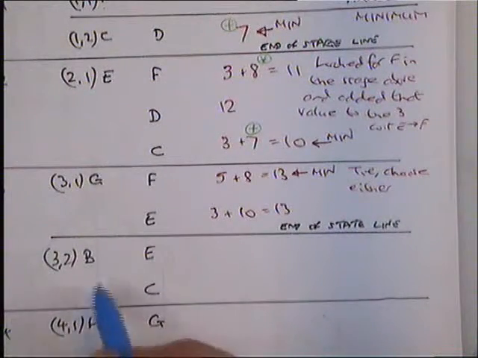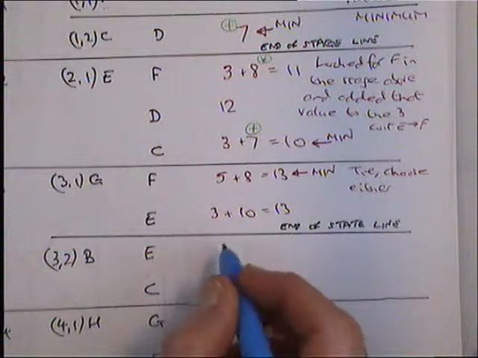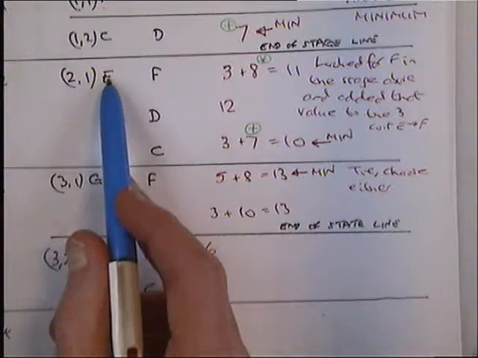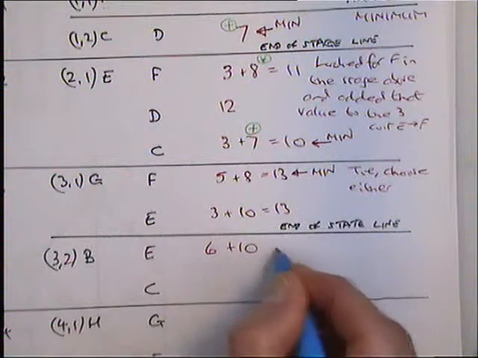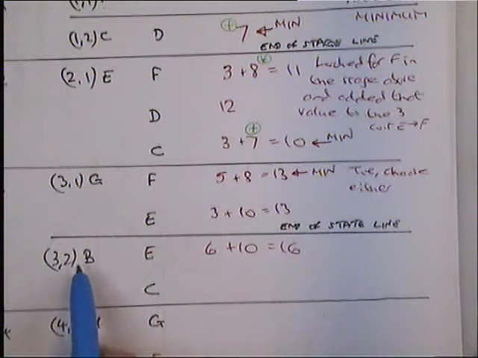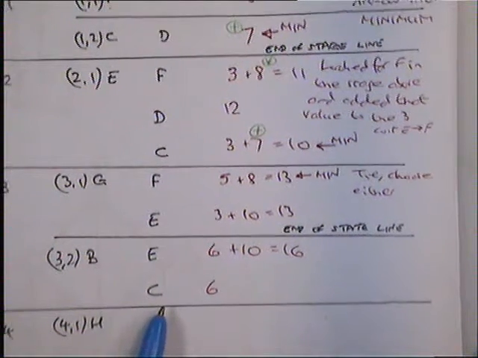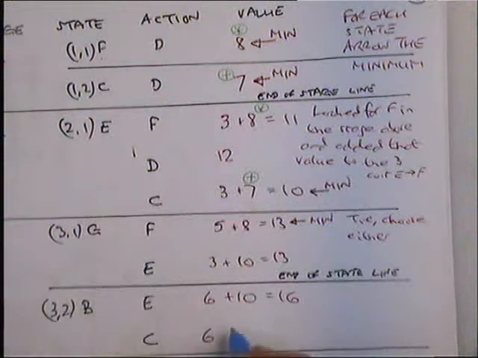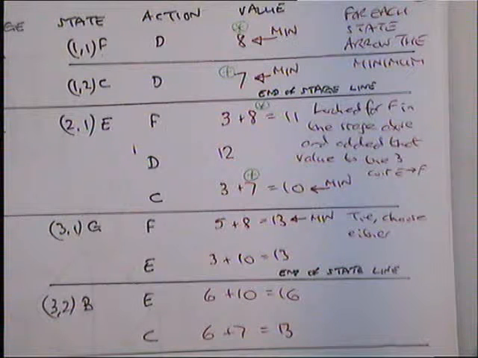Staying in stage 3, but state 3.2, which is B, B to E, what is the cost of going B to E? 6. And E, again, we look for E in a higher stage, and the best value in that state was 10. So we add on a 10 to give 16. And B to C, on the network diagram, B to C is 6. We now need to find C in a higher stage, which is up here, and that had a minimum arrowed value of 7, which gives us 13. And out of the 16 and the 13, our minimum value is a 13, so we arrow that.